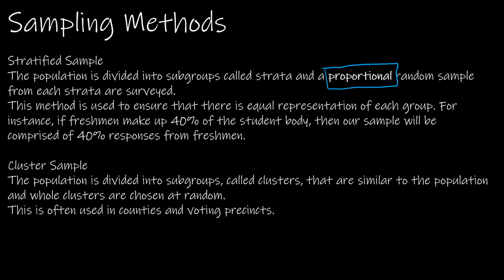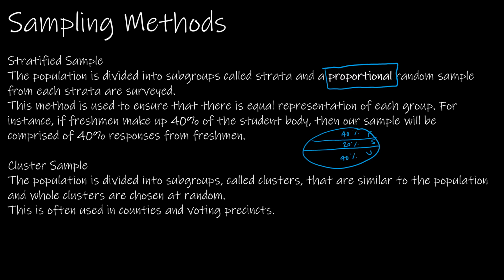So it's basically taking the entire student body and saying, here's all the freshmen, here's all the sophomores, here's all the upperclassmen, and saying if there's 40% freshmen in the population and 20% sophomores and 40% upperclassmen, then we're going to keep those same levels in our sample. That's stratified. Now, a cluster sample is different.